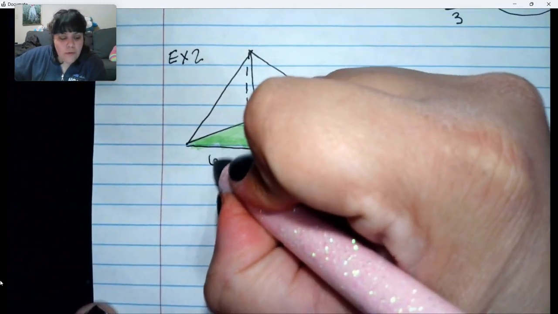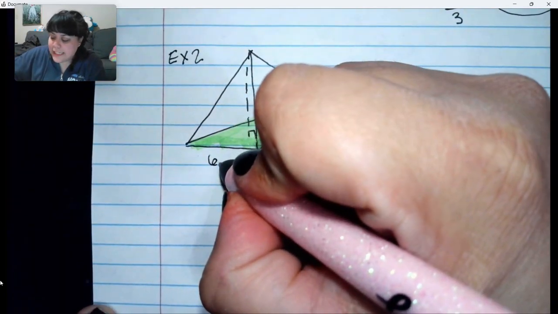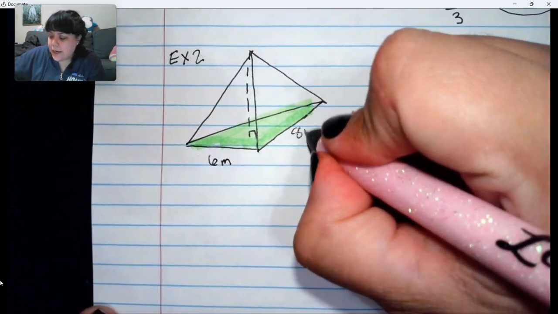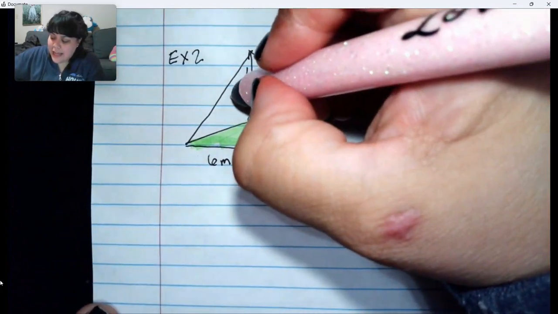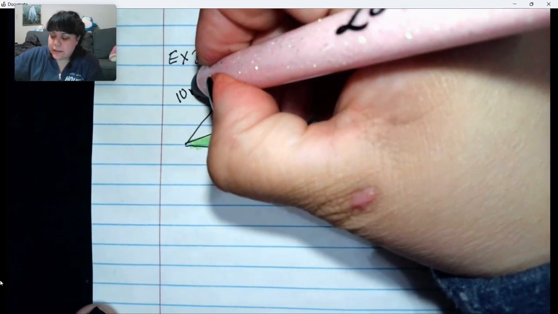Okay, so for my second one, I have 6 meters, I have 8 meters, and the height is 10 meters.